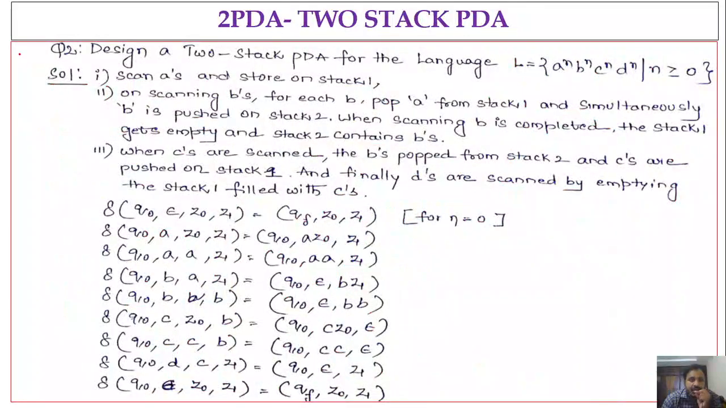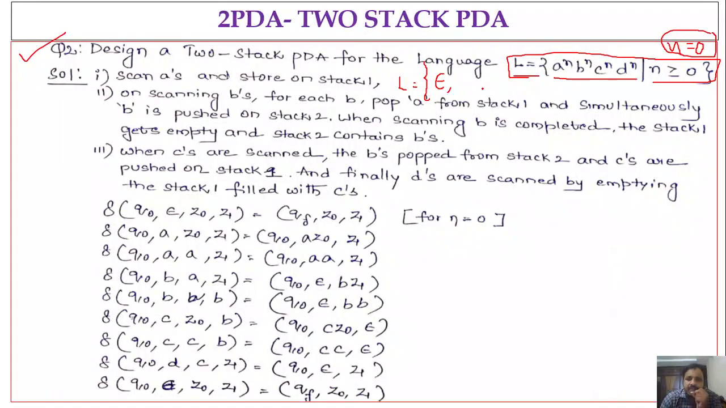Next one, let us take some more complex language. L is equal to the set of all strings a power n, b power n, c power n, d power n, such that n is greater than or equal to 0. Since n is greater than or equal to 0, n equal to 0 is the first case we can take. When we take n equal to 0, you will get a power 0, b power 0, c power 0, d power 0. So this is nothing but L is equal to epsilon.